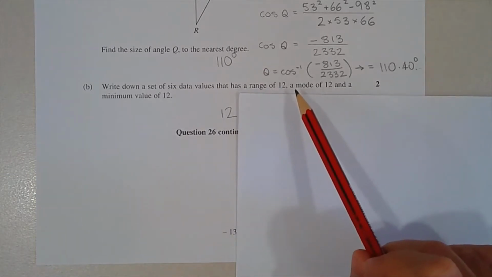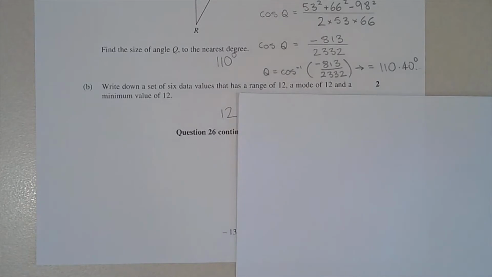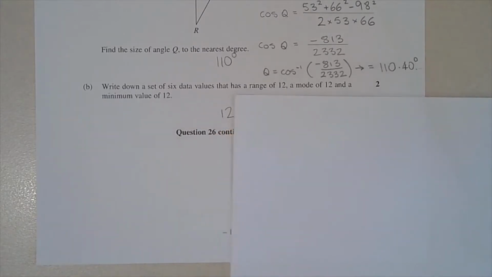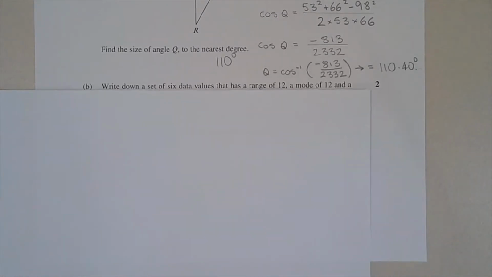Now let's consider the range. The range is 12. So that means the difference between the maximum and the minimum value is 12. So if the minimum is 12, that means the maximum must be 24. Now for the numbers in between.